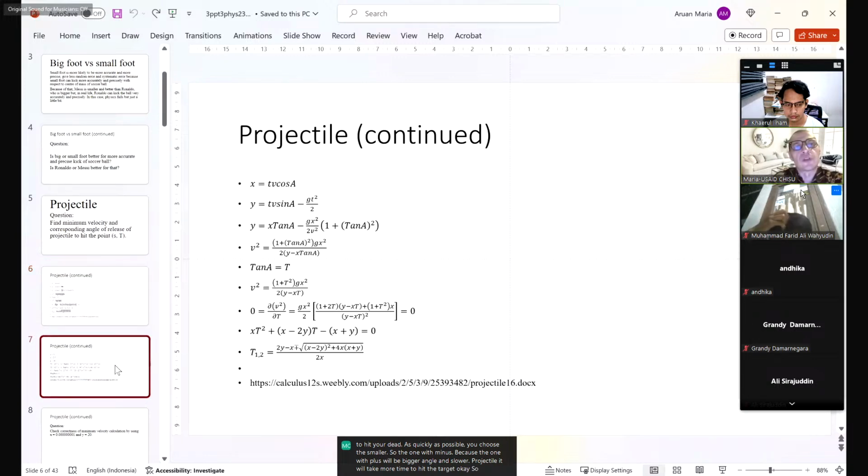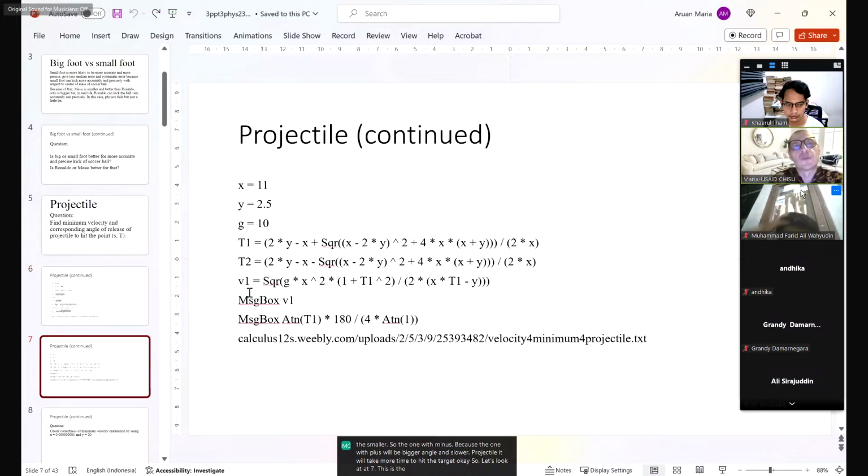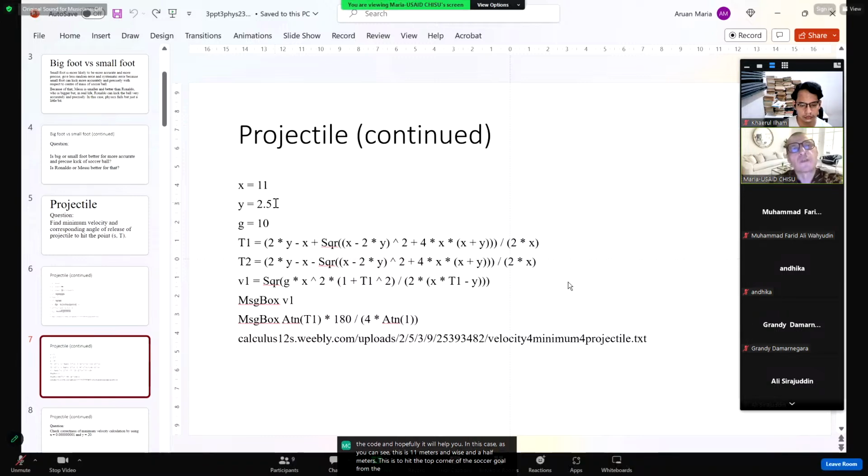So let's look at slide 7. This is the code to find the velocity and the angles of release. Minimum velocity of projectile. When you find your angle of release, T1, for example, then you can find minimum velocity V1. So this is the code, and hopefully it will help you. In this case, as you can see, x is 11 meters and y is 2.5 meters.